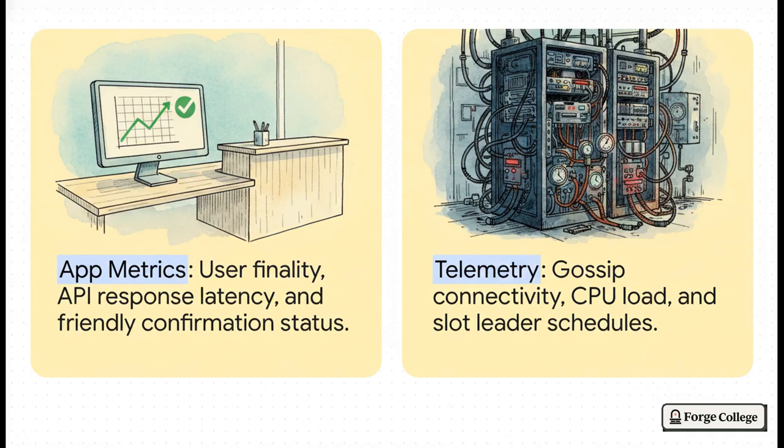Application metrics are all about the user experience. You care about API response latency, user-facing finality, and just getting a friendly confirmation status that you can actually show on a UI. Operational telemetry, on the other hand, is the gritty, behind-the-scenes reality. You care about gossip connectivity, CPU load, disk I/O, and tracking those precise slot leader schedules. The receptionist, the RPC node, serves up your application metrics perfectly, but if you want that raw operational telemetry, you're going to need to bypass the front desk entirely and probe the consensus nodes directly.